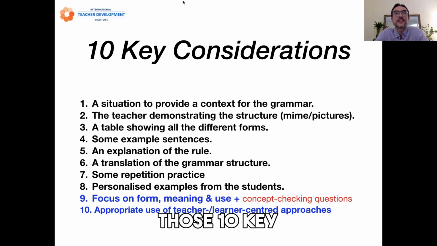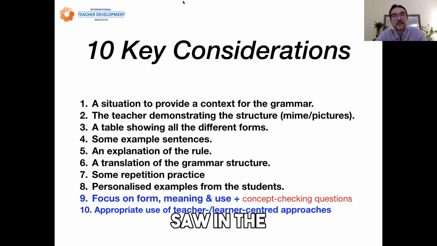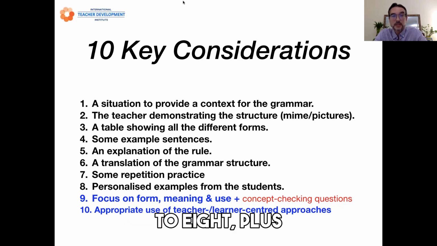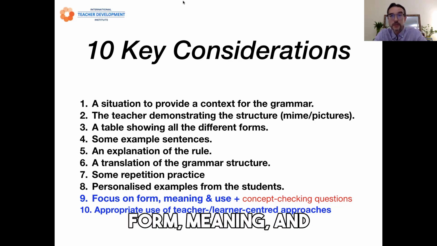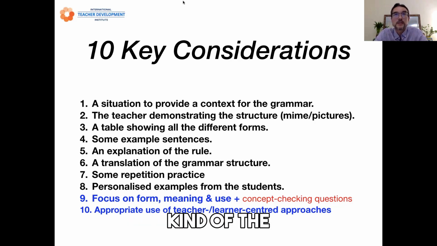So those 10 key considerations, 8 of them you already saw in the lesson, the self-study lesson. We've worked with those today, numbers 1 to 8, plus number 9, where we focus on form, meaning and use with concept checking questions. And these are the 10 key considerations we might look at or revisit when we're teaching our own grammar.